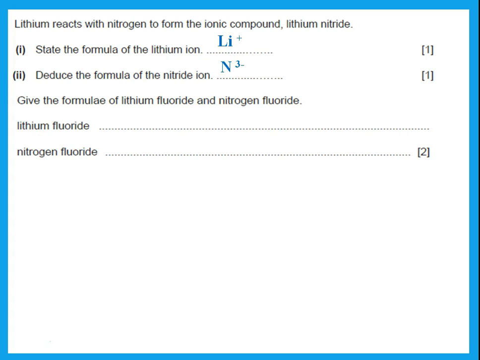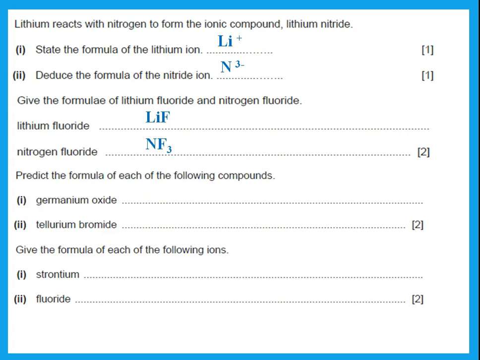Okay, so give the formula of lithium fluoride. Lithium fluoride, then I'm going to write lithium, Li, fluorine, F, and the valency of lithium is what? 1, and the valency of fluorine is 1. So that is lithium fluoride. What about nitrogen fluoride now? N and F, but the valency of nitrogen is what? Is 3, so it has to be NF3. You put the valency of 1 under the other.